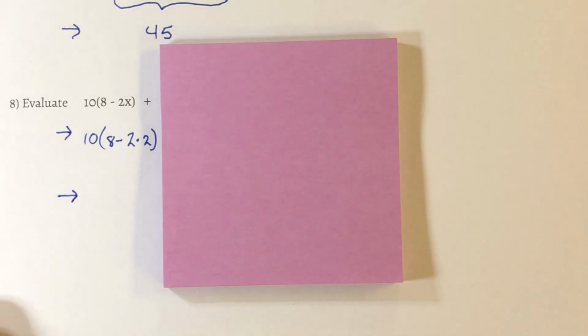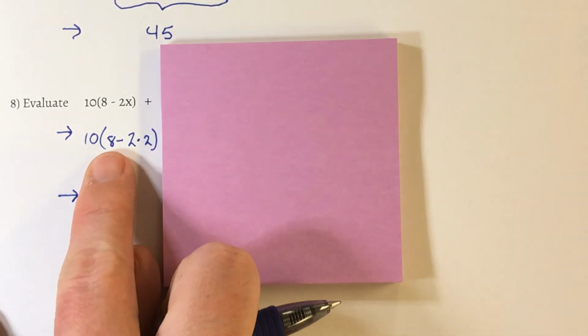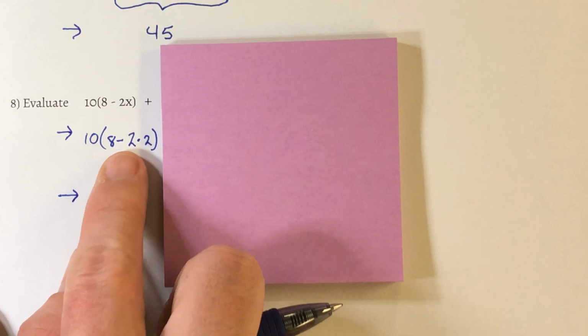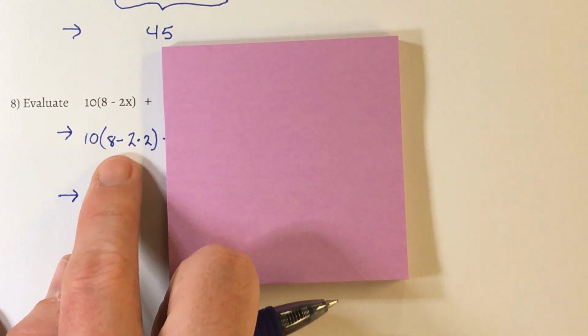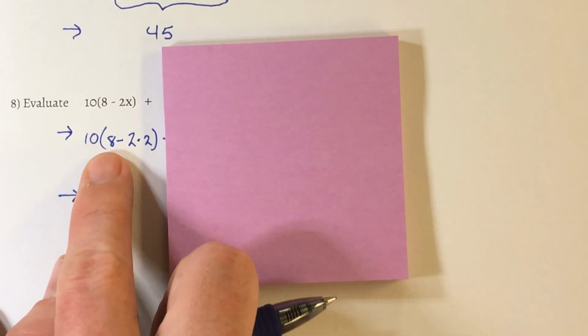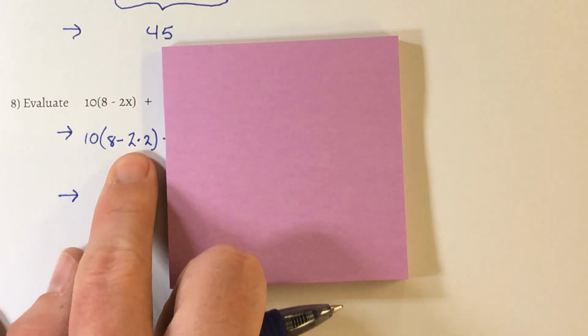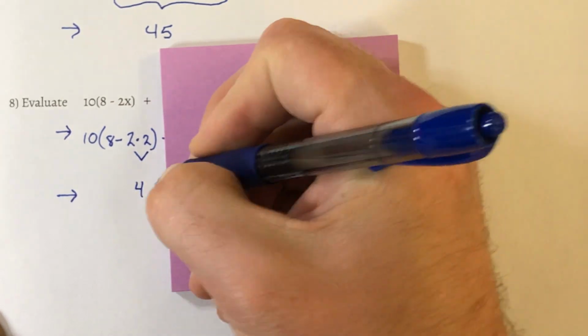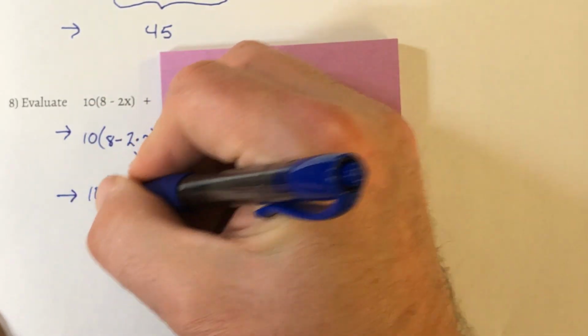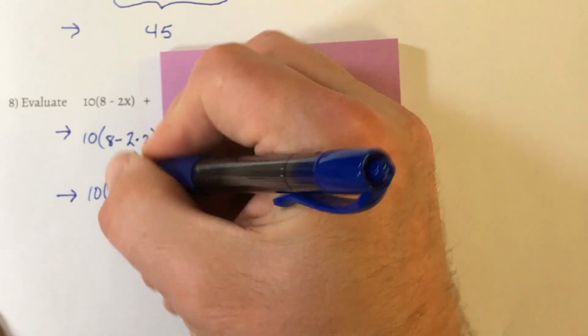So first step, parentheses. Are there any? Yes. But now I have two steps. 8 minus 2 times 2. What do I do first? Well, are there any exponents? No. Is there multiplication or division? Yes, you must do the multiplication first. So 2 times 2 only, 4. Bring down your 10, bring down your 8, bring down your minus.